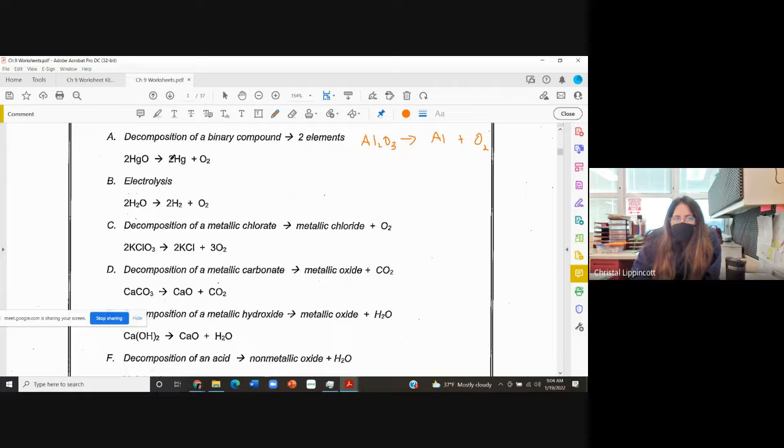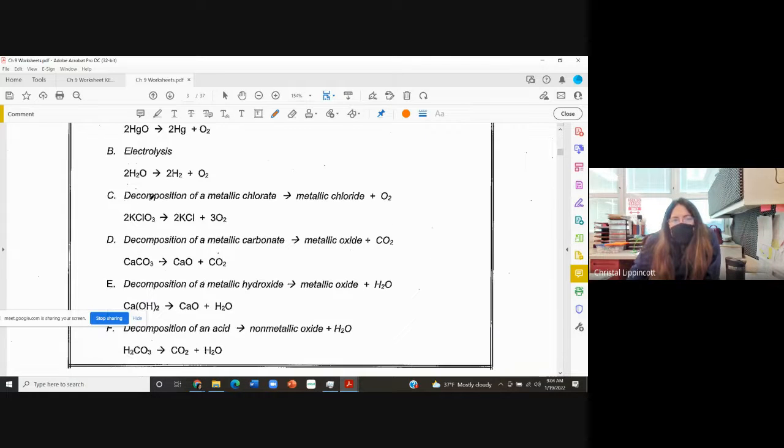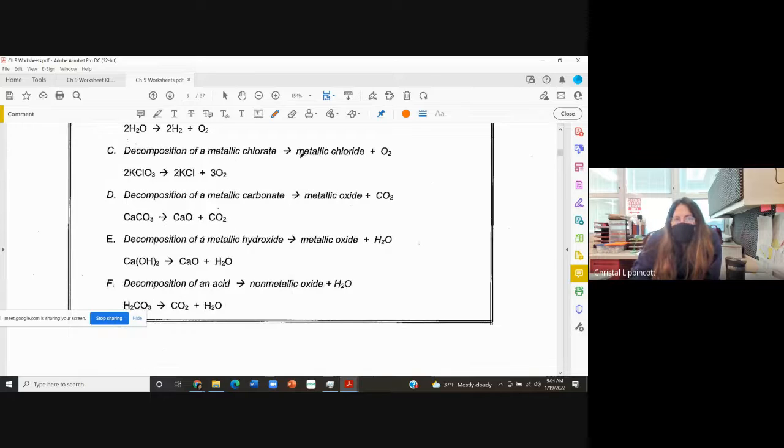So here's another example of that. Electrolysis is just a fancy word for saying that we're going to split some water up. Decomposition of a metallic chlorate is going to give you your metal chloride and oxygen, and we give you an example down here. Again, this sheet will be for every test and every quiz. Metallic carbonate gives you a metal oxide, so whatever the metal was over here, you bring it over here, and you put oxygen with it. Make sure that your charge is balanced, right? And then it's going to also give you CO2.